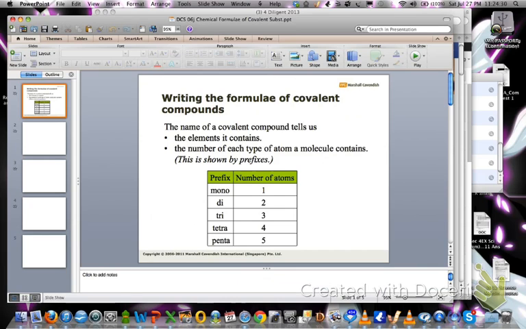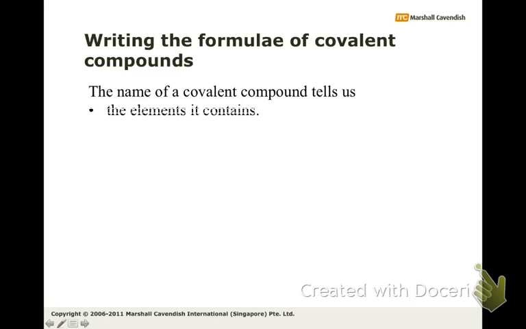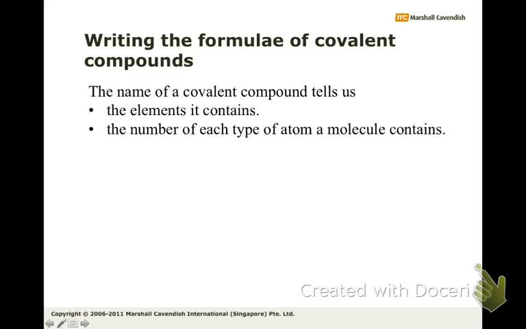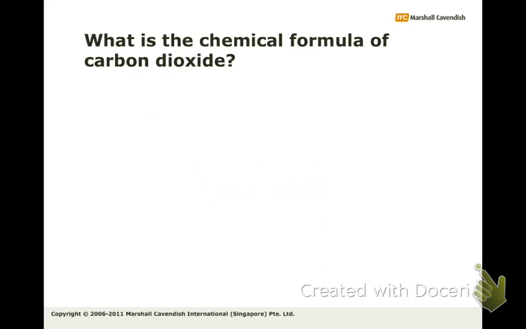Now, when you want to write covalent compound formulas, there is no hard and fast rule for this. The name of a covalent compound tells us the elements it contains and the number of each type of atom the molecule contains, shown by the prefixes. So these things you need to know. The prefix mono means 1, di means 2, tri means 3, tetra means 4, penta means 5. The prefixes are slightly different from the ones that you learn in physics, for those physics students, so please take note. What is the chemical formula of carbon dioxide?